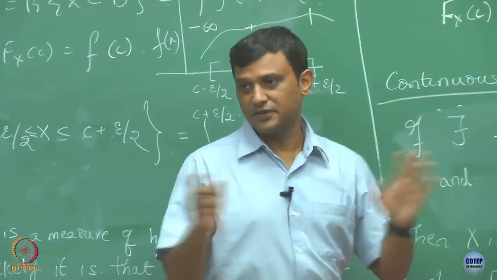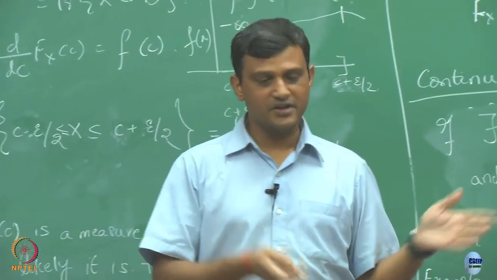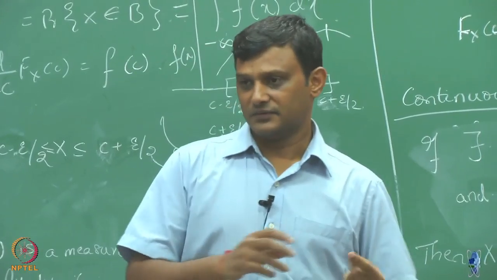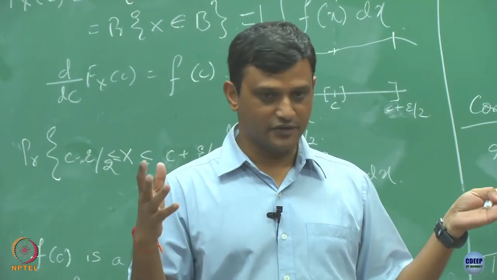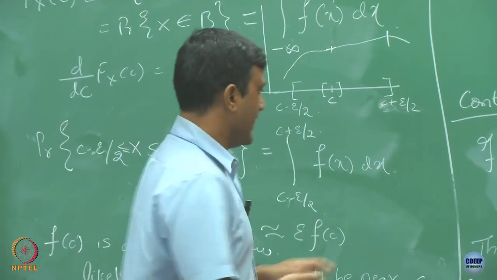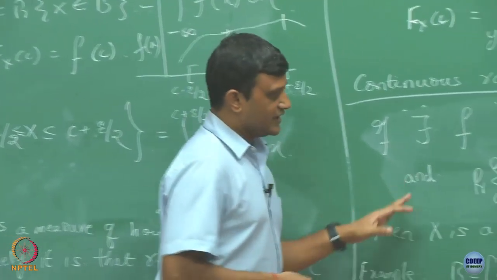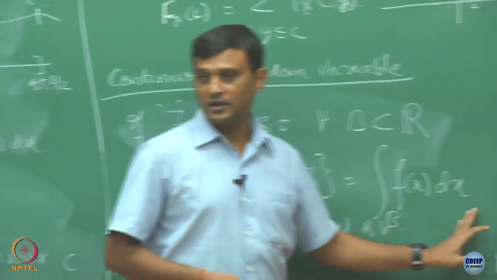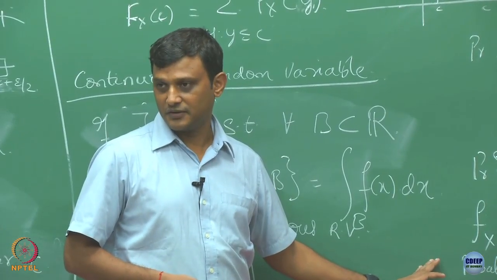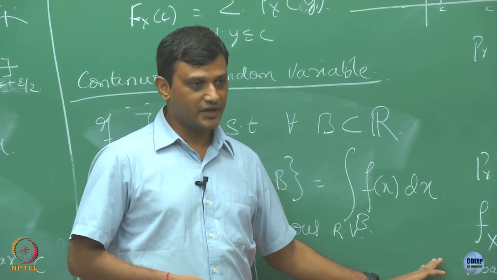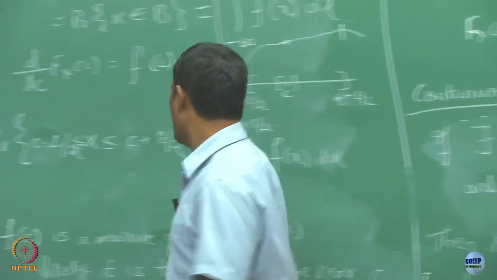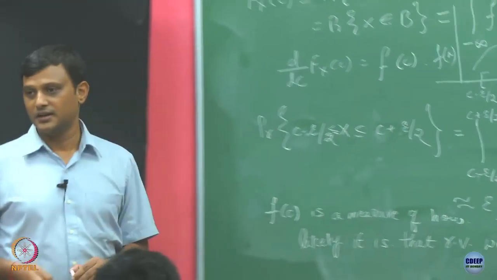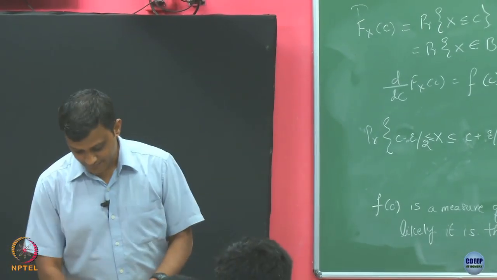When I say a random variable is continuous, it means it can take uncountably many possible values, right? But to make that formal, we introduce this notion of a probability density function associated with our continuous random variable, and then try to connect it to the interpretation of that probability density function.